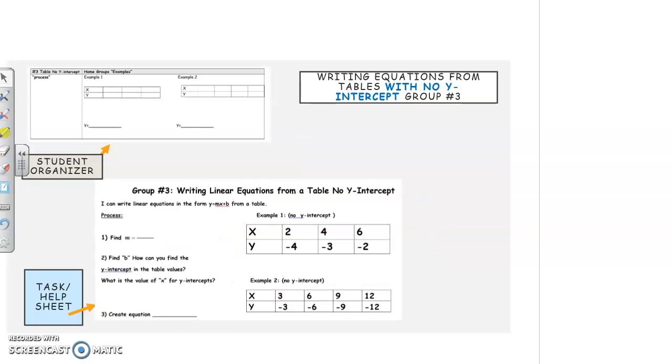Okay, now we're going to our last group. Students in this group have no y-intercept. So this one is the most challenging because students have to go and look for the y-intercept. Again, change in y over change in x, which you just learned. For this one, we have y over x. It's going to be positive 1 over positive 2. We're growing by 2. So now I have to work backwards and find my y-intercept.